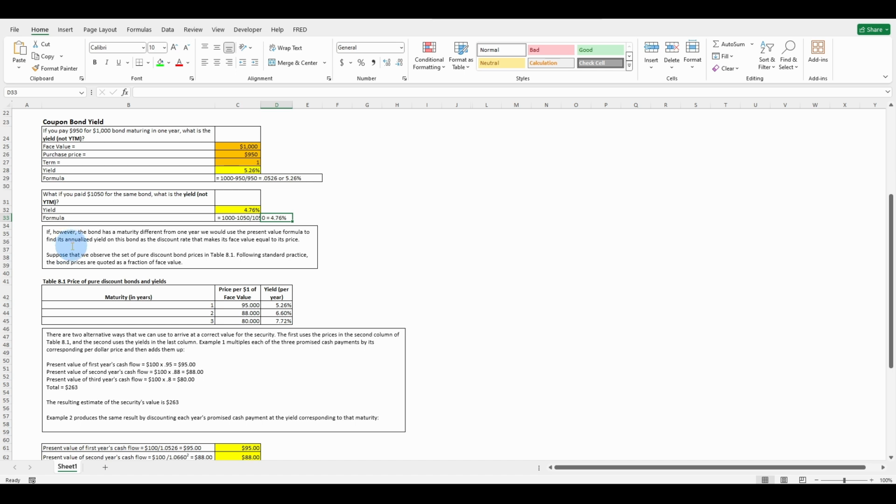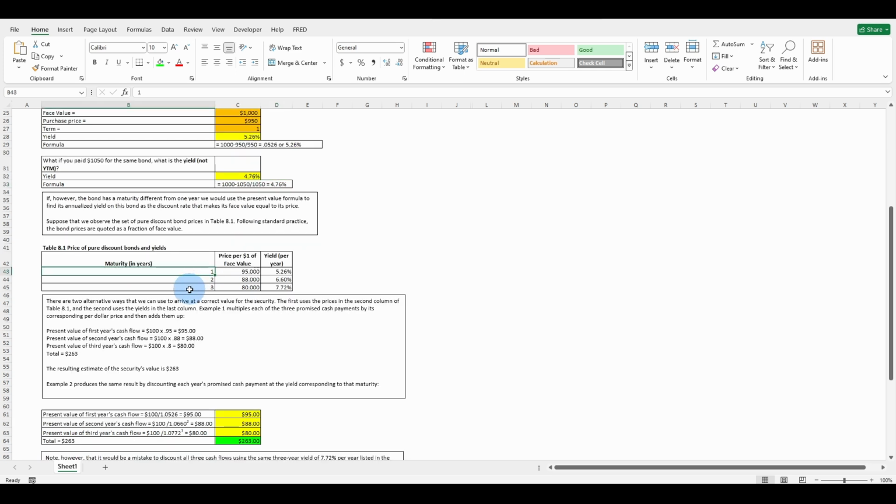If, however, the bond has a maturity different from 1 year, we would use the present value formula to find its annualized yield on this bond as the discount rate that makes its face value equal to its price. This is where people stumble, because we have to determine the present value for each period. Here we have 3 years, 1, 2, 3. We have prices of 95, 88, 80. What's its yield? We're going to take the face value, just use 100, divide that by C43, its price, minus 1. That's fine, that's simple.